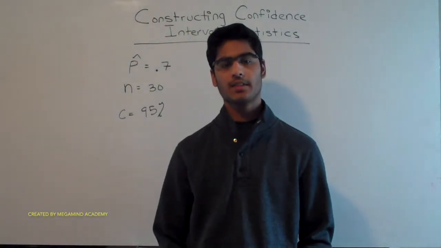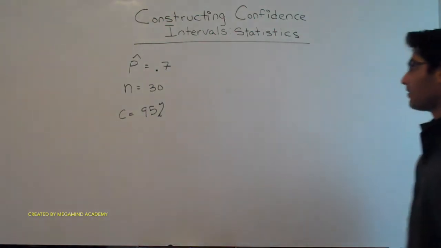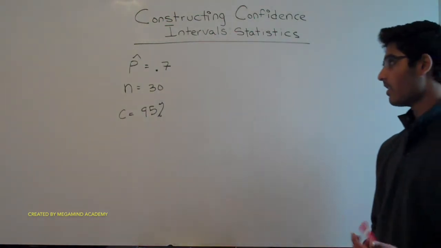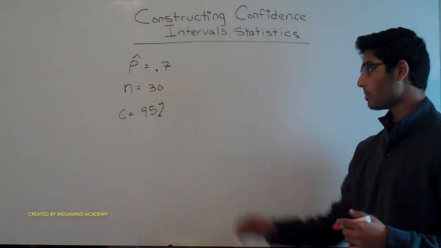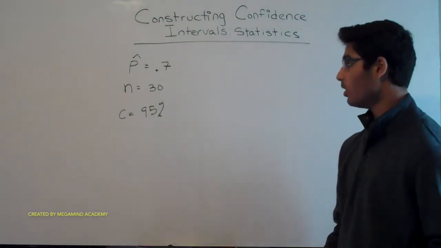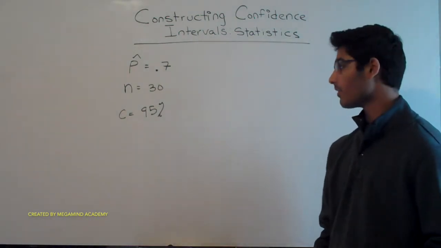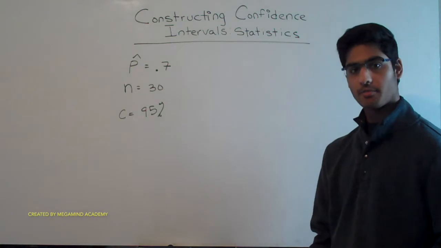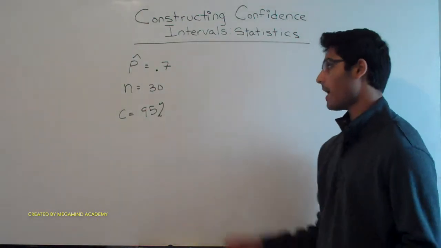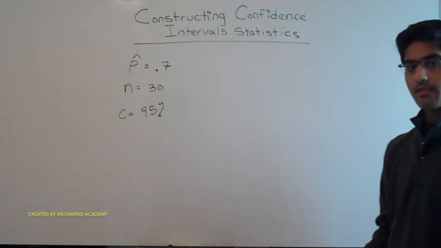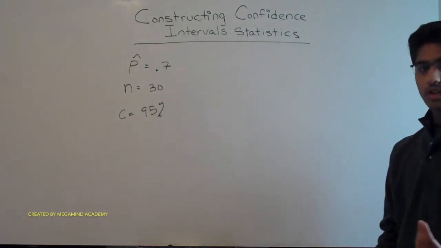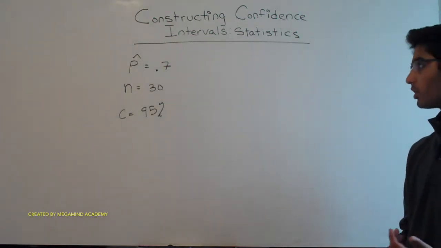Hi! Today we're going to learn about constructing confidence intervals in statistics. So here we're given three things. We're given the p-hat value of 0.7, we're given n is equal to 30, and we're given that our confidence level is 95%. So right off the bat we can see, given the p-hat value, that we're going to be constructing a confidence interval about proportions.